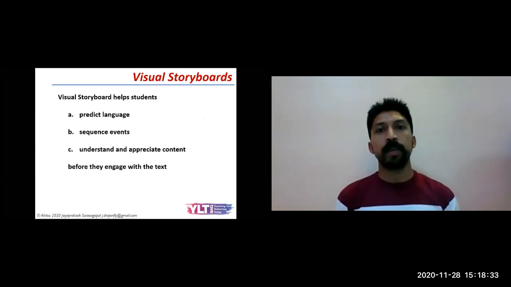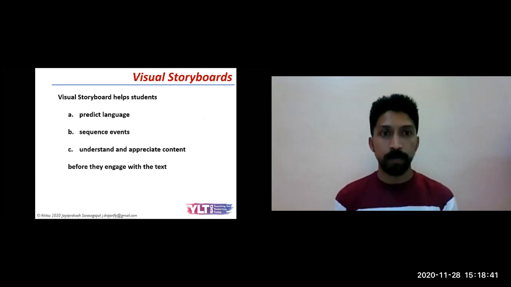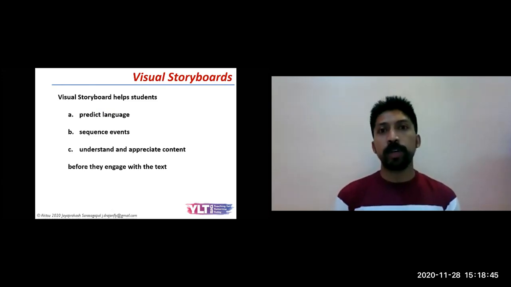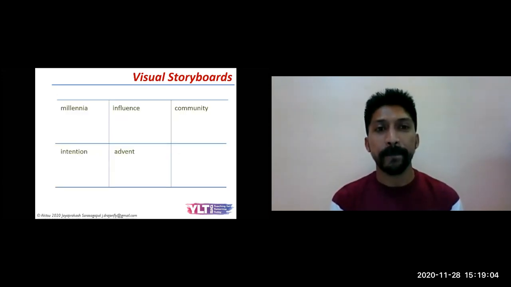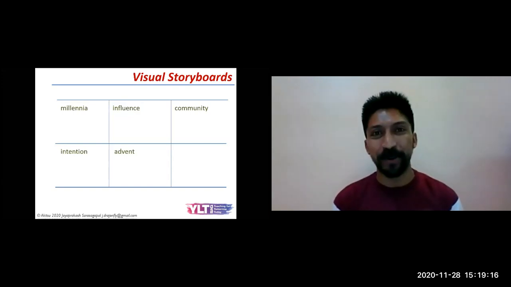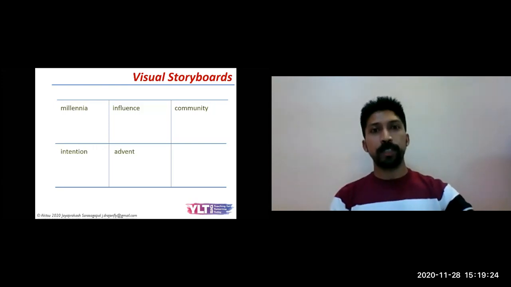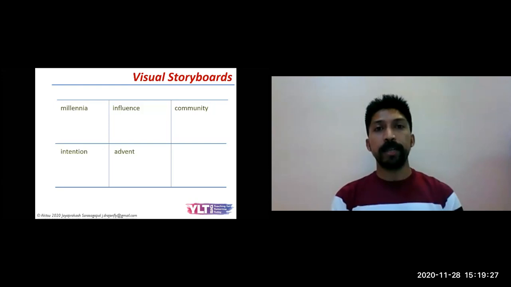But what I would like to share is, visual storyboards came up. Someone typed in the chat room earlier that it was a very heavy text where they don't have any kind of visual support. Now, the purpose of using a visual storyboard is that it helps the students to predict language. It helps them to sequence events, understand and appreciate content before they engage with the text. Now, I will show you what's the possible outcome of that very briefly. Sorry, I skipped my cue. Now, what I plan to do with the visual storyboard with just the words is, those were the five words you saw earlier. And I put them in my little storyboard here.